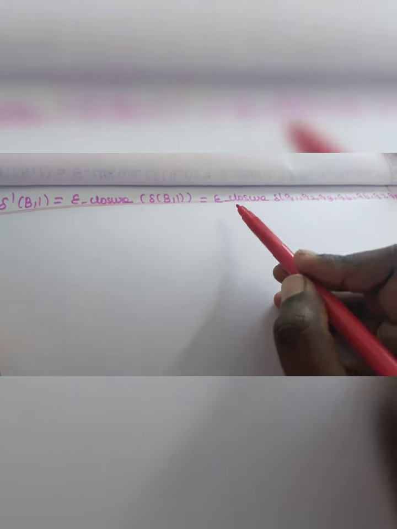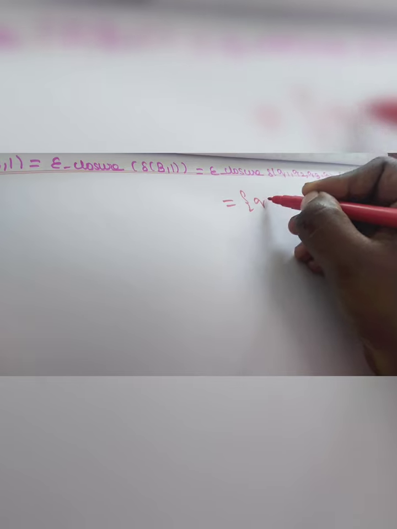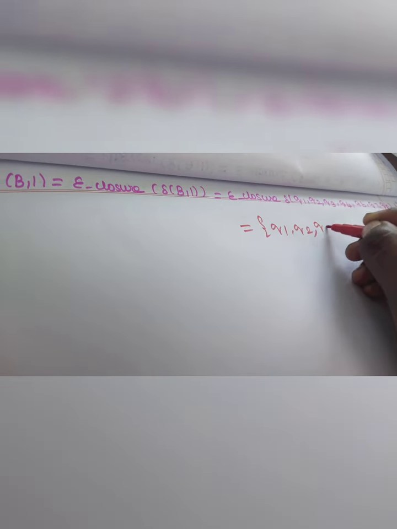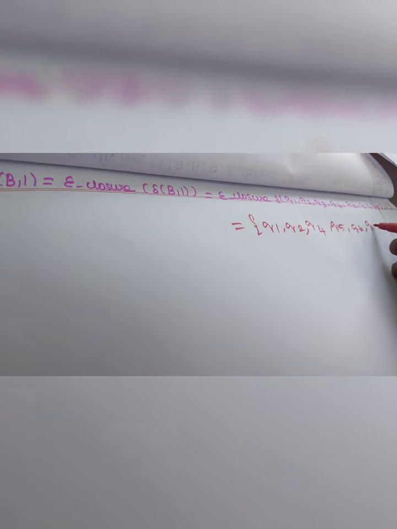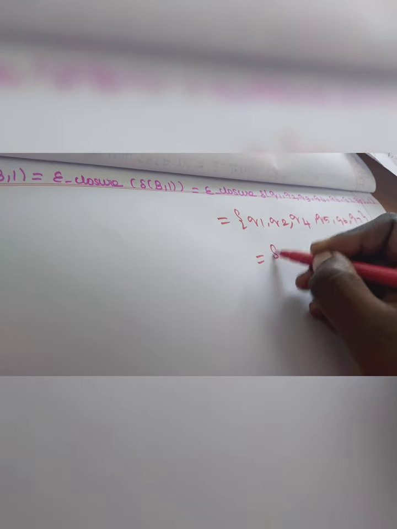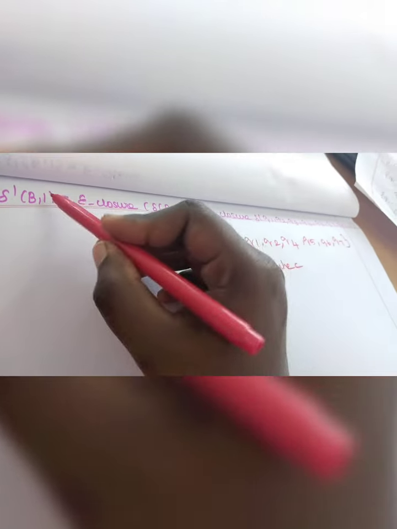And if you are processing B with the input 1, you got Q1, Q2, Q4, Q5, Q6, Q7. This is the same state we got as state C. So this is state C. Okay, so B processing is finished.